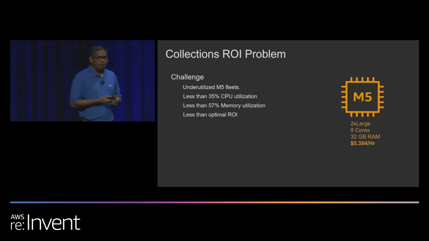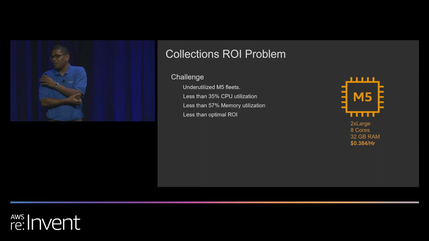We were using less than 35% of CPU. We were using less than 57% of its memory. And it's not great. It's not good ROI. So we wanted to find a solution to improve our utilization. It was a very serious problem for us to solve.